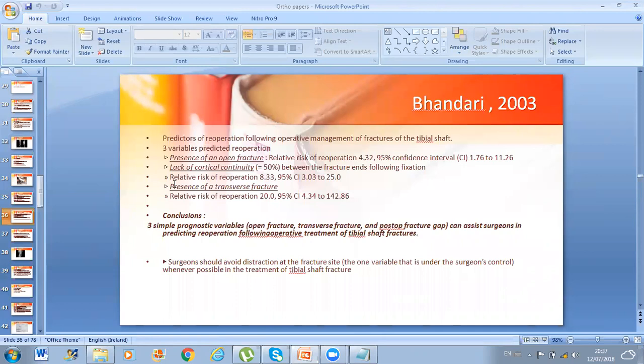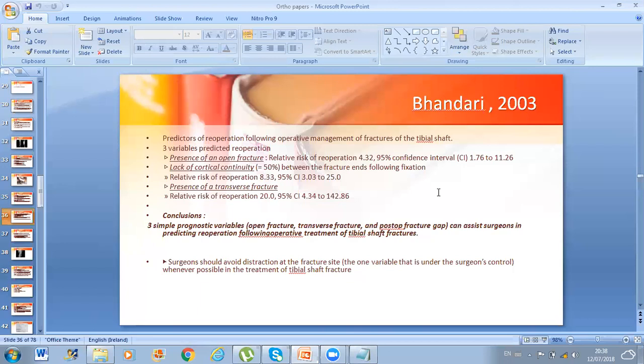So, why do you reoperate a patient with tibial shaft fractures? Three variables, he said. First, presence of open fracture. Second, lack of cortical continuity. Third, presence of a transverse fracture. So these are the prognostic variables which can assist the surgeon in predicting reoperation following operative treatment of tibial shaft fractures. For example, if you have a patient with a transverse fracture, it is riskier than a spiral or oblique fracture. Lack of cortical continuity increases the risk of reoperation. In the presence of an open fracture, there are more chances that it will need another intervention.